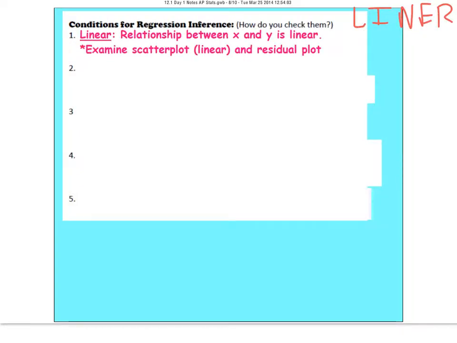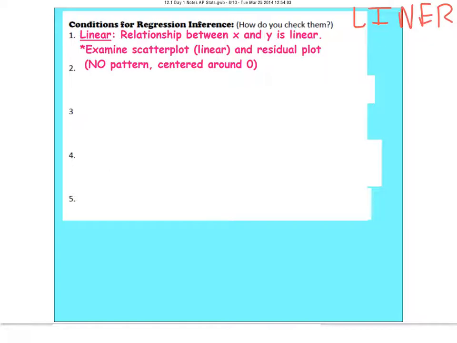And what you're trying to see is, does a linear relationship exist between x and y? The only way to look at this is to make a scatter plot. You also want to analyze the residual plot, and remember, look for no patterns in that the residual plot is centered around 0. So for just this one condition alone, we need a scatter plot and a residual plot to make our conclusions if that's met.